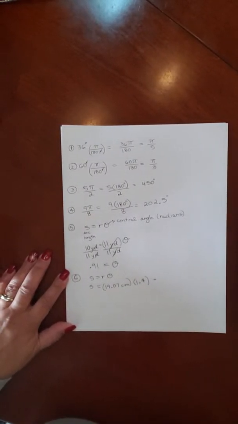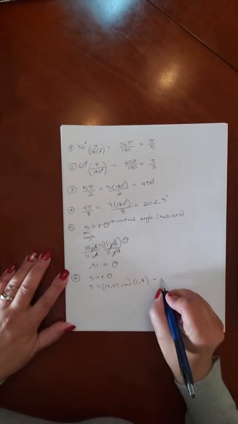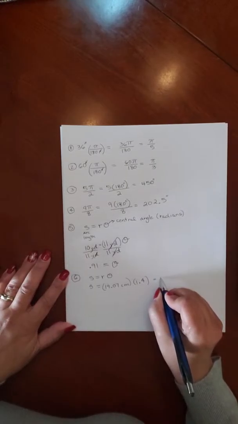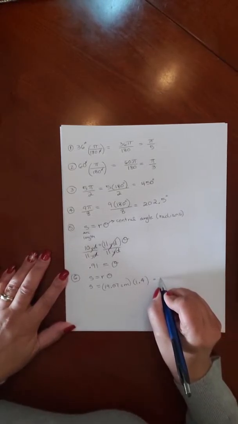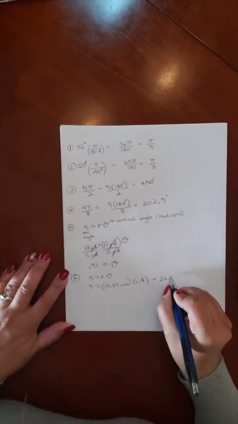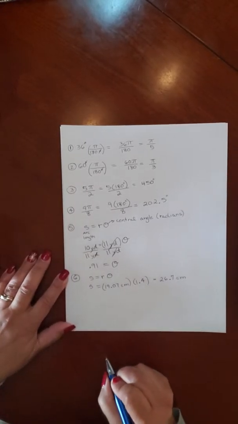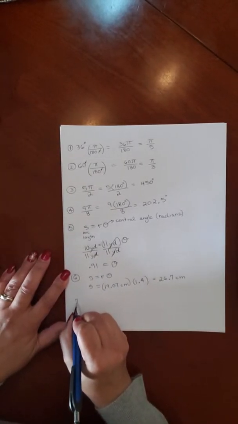Just go ahead and put that in the calculator, 19.07 times 1.4. And I guess it doesn't say where to round to. I'm going to round to the tenths place. So 26.7, only unit that you have in this problem is centimeters. So that's the unit in the answer.